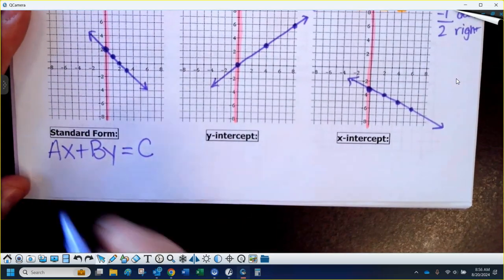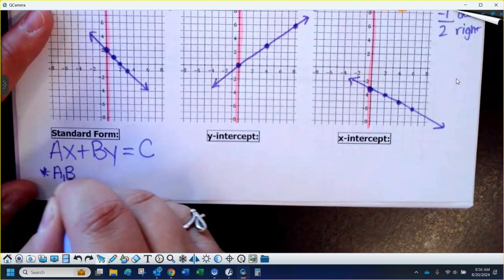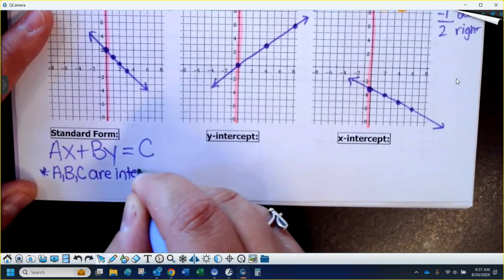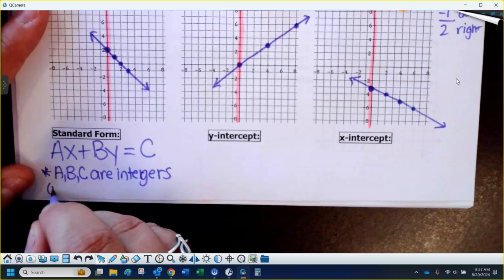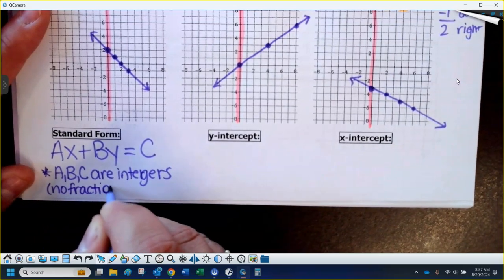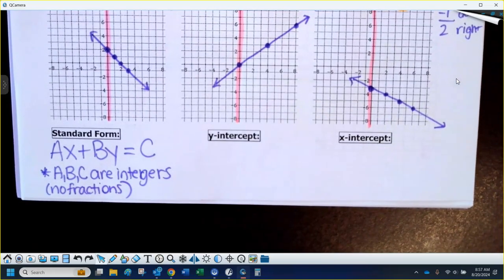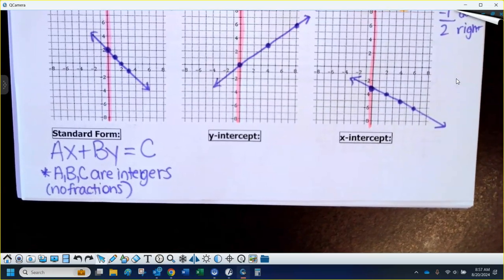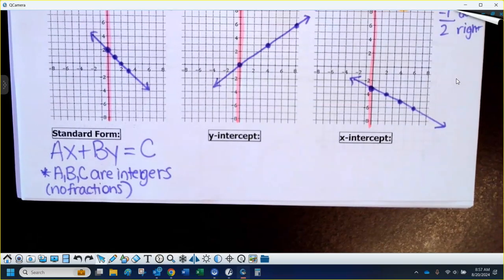Okay, now, there is a little tiny rule to this. A, B, and C have to be integers. And that just means no decimals or fractions. Like, it has to be a whole number. So there are situations, we'll do an example on the back in just a second, where you might have to multiply everything by something to clear some fractions. But technically, when you do standard form, it's supposed to be all nice numbers for A, B, and C. They can be positive or negative, but they are not supposed to be fractions or decimals.